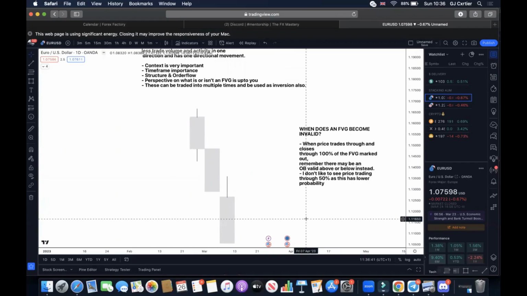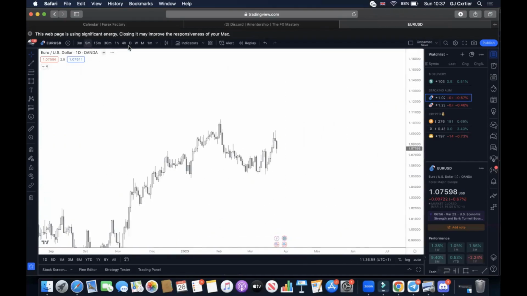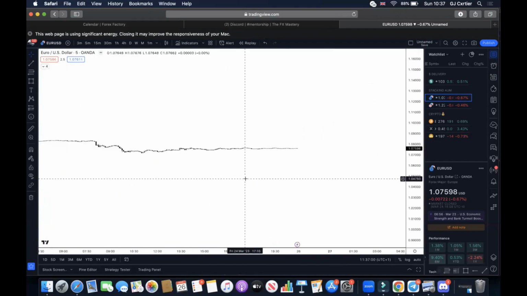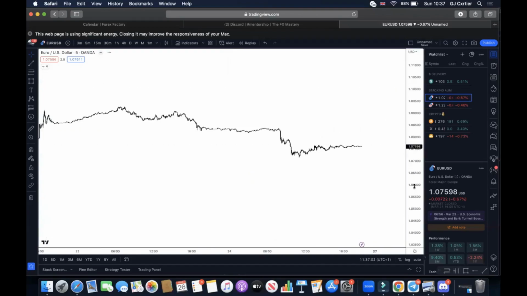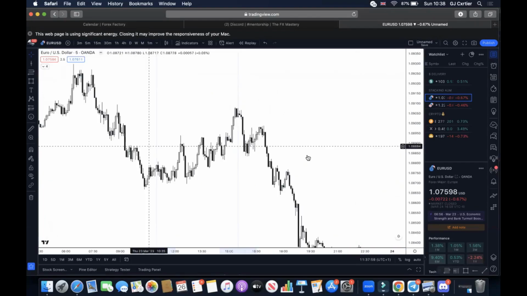So I want to go through some examples and show you some of the context that you can use with the fair value gap, because alone it doesn't really work. You need to have the context there to support the entry model that we are using. So if I delete this and go onto the chart, we are going to head onto the 5-minute time frame and show you some 5-minute examples. I'll come back when I've found an example.